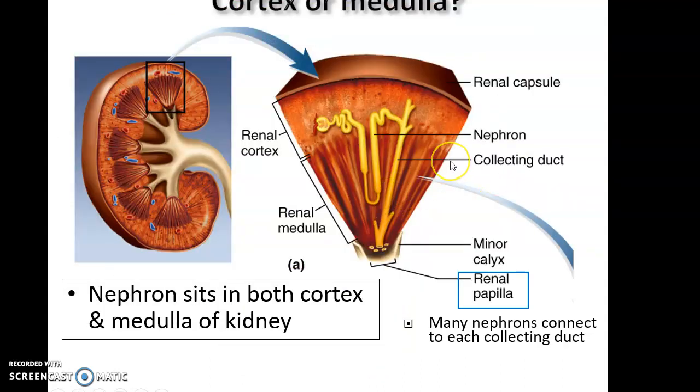All right, the nephron is both in the renal cortex and in the renal medulla. So it is both in the cortex and the medulla of the kidney. And there are millions of nephrons per kidney.